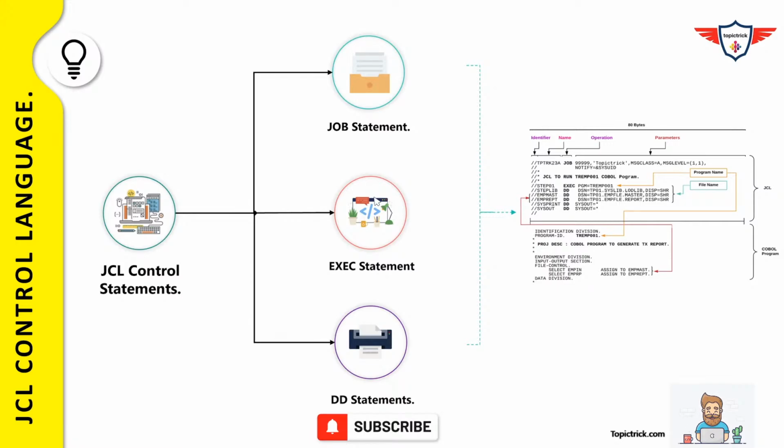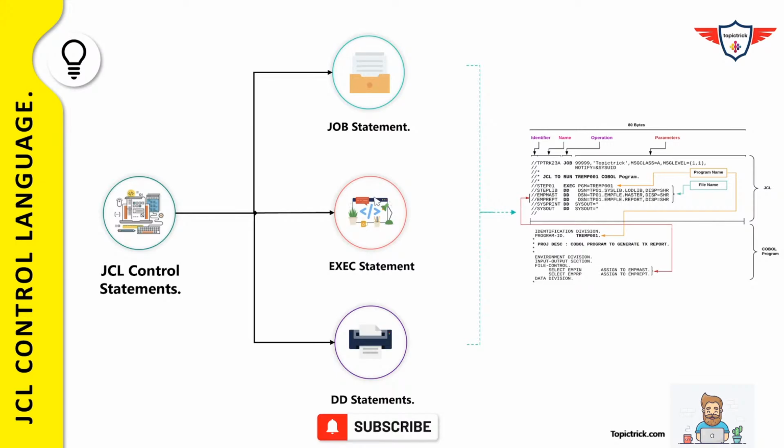DD statements are optional, and they are only required if your program or utility is using any dataset. Now let's try to understand what we discussed so far with the help of an example. This example will help you connect the dots on how the different job control statements are included in a job step and how these job steps are combined to form a job.